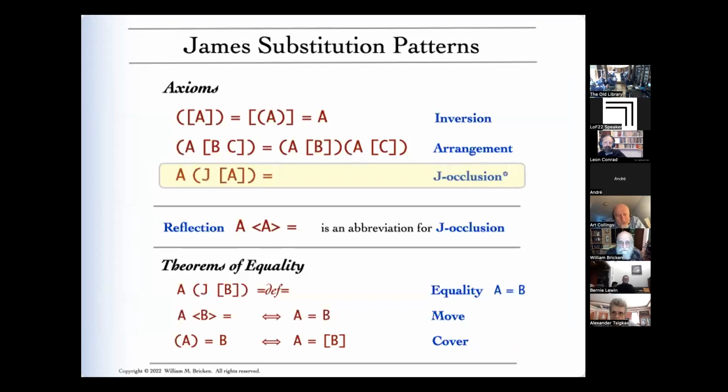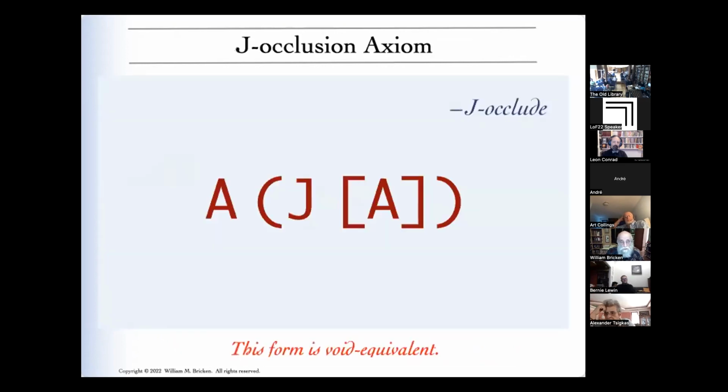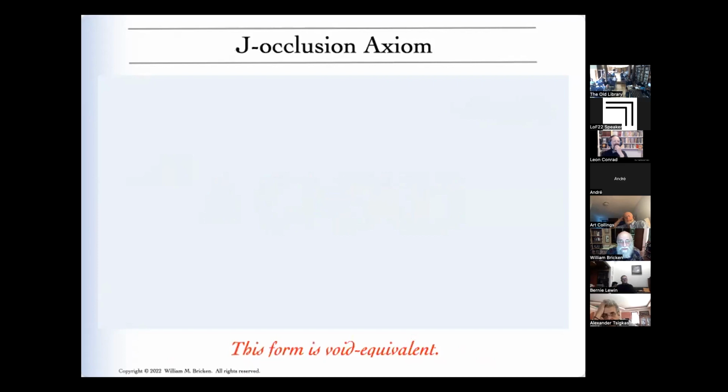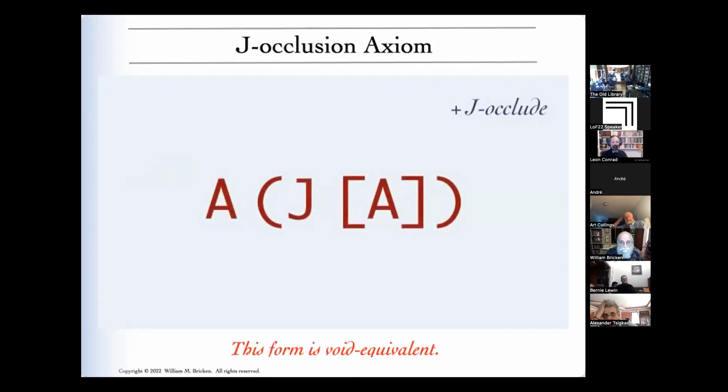The third axiom is J occlusion. It's void equivalent, which means that that particular pattern has no meaning. J is an unusual imaginary constant. It shows up frequently within James forms. It's transparent. It doesn't make a distinction, but it's also not an illusion. And so here's what J occlusion looks like. You'll see it go away into the void and come back, and we can bring it in anytime.